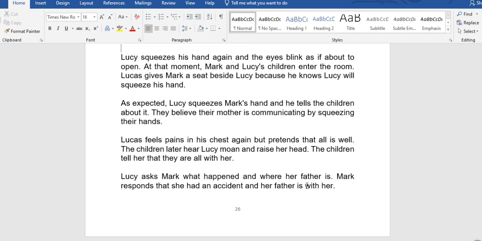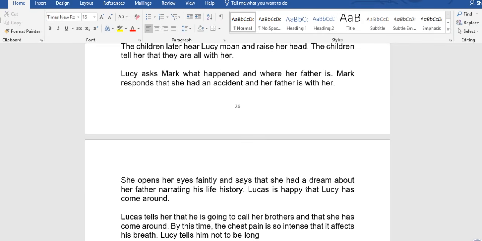They believe their mother is communicating by squeezing their hands. Lucas feels pains in his chest again, but pretends that all is well. The children later hear Lucy moan and raise her head. The children tell her that they are all with her.